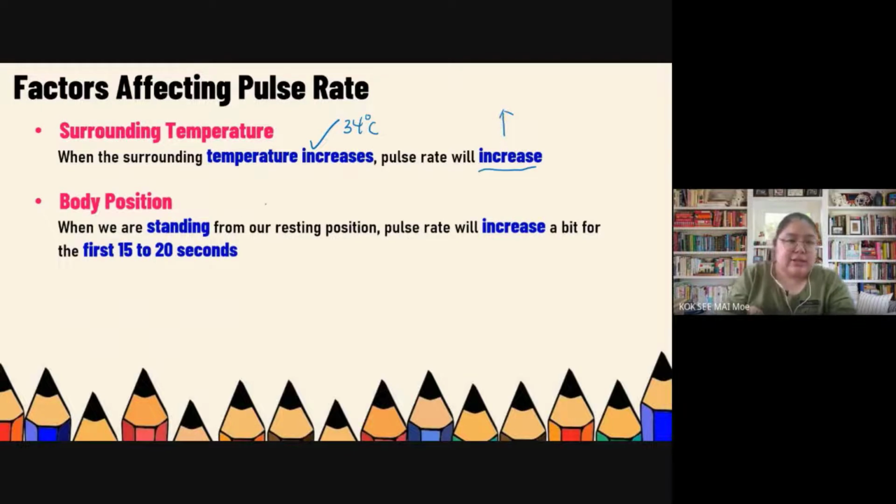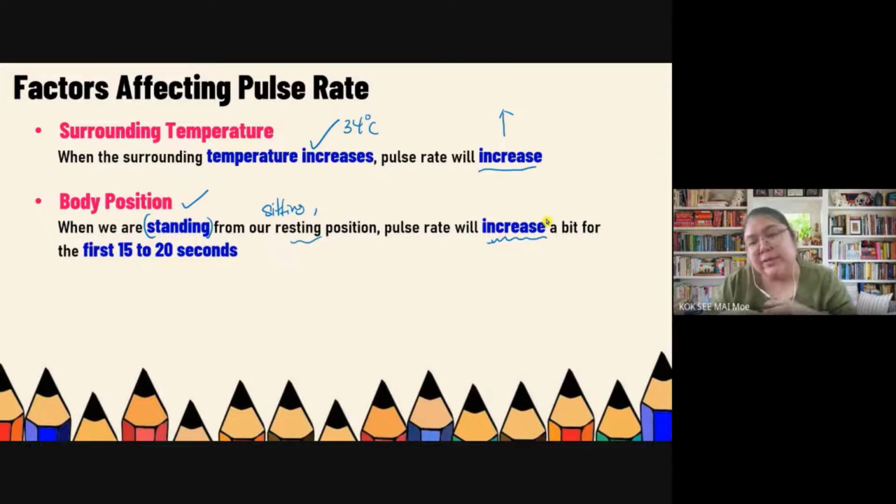Okay, the second factor is body position. Maybe you are standing or you are resting. In different positions, your pulse rate will also be different. Standing increases it a bit compared to resting, because when you suddenly stand up, your pulse rate will increase. After the first 15 or 20 seconds, you have been standing a while, then you become rested. Because you are standing at rest, your pulse rate will go back to the original.